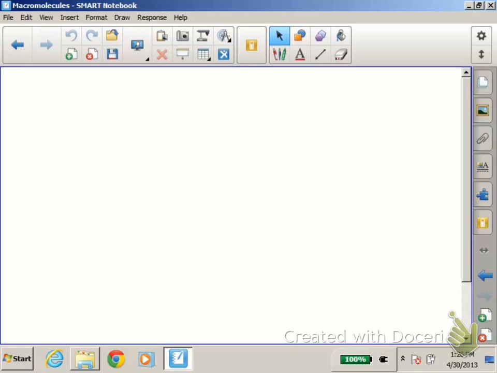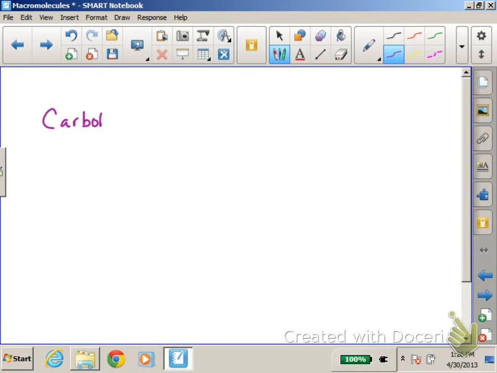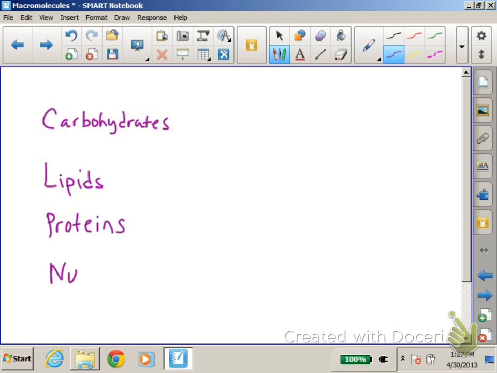Okay, so one of the topics that we have not been able to get to is called the macromolecules. Basically, there are four major macromolecules essential for life. They are carbohydrates. Okay. Then we have our lipids. We have our proteins. And we have our nucleic acids.